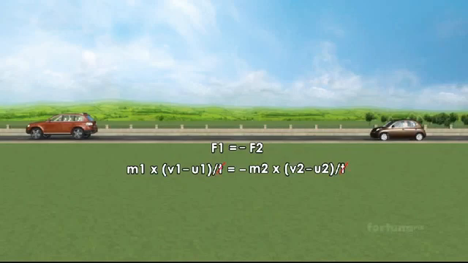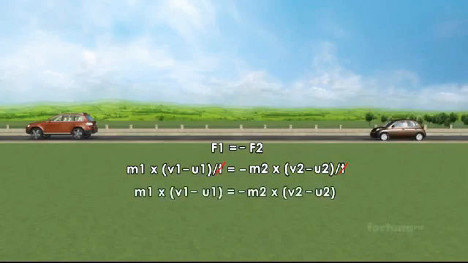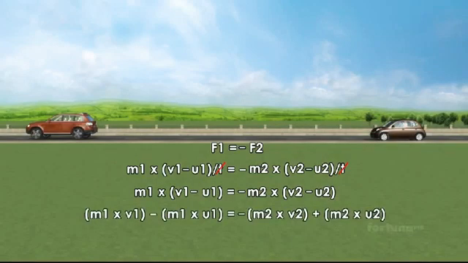We can cancel T, the common factor of time, in the equation. M1 into V1 minus U1 is equal to minus M2 into V2 minus U2. The equation can then be simplified. M1 V1 minus M1 U1 is equal to minus M2 V2 plus M2 U2.